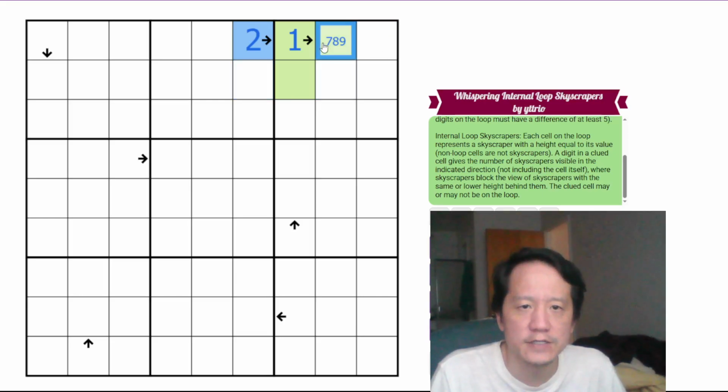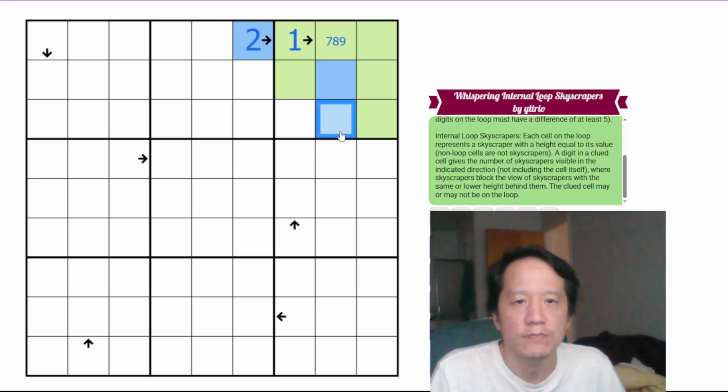This cannot touch this, because this cannot go here because it would touch this cell. So this is not on the loop, which means these are on the loop. This has to go this way. This cannot touch, so this is not on the loop. If it goes that way, it would touch.